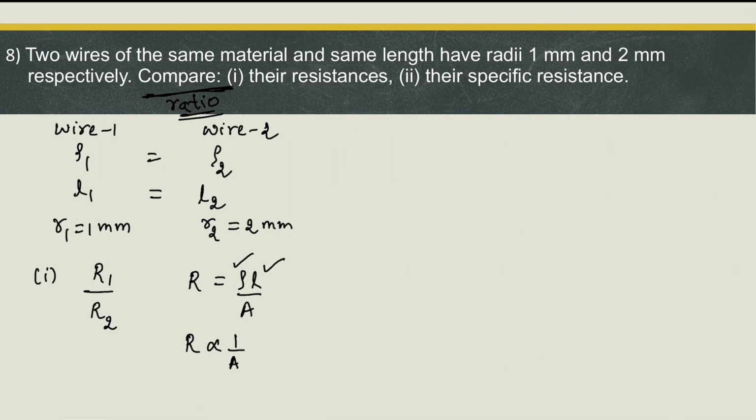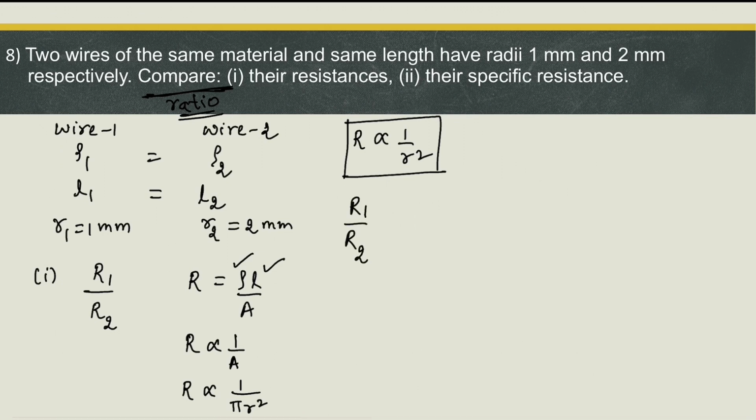Right, area is pi r square. So we can say R is inversely proportional to 1 upon pi r square, or we can say R is inversely proportional to r square. So now we will use this particular fact to find out the ratio of R1 to R2, or for doing the comparison of the resistances. So R1 upon R2 can be written as r2 square upon r1 square.